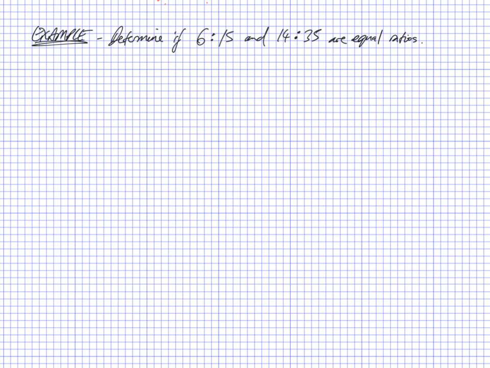So let's start off with 6 to 15, and then 14 to 35. What numbers go into both 6 and 15? 2 doesn't go. 3 does. So divide by 3, and you're going to get 2 to 5. And this is the simplest it can go because with 2 and 5, no numbers go nicely into both of those. So we need to see if 14 to 35 simplifies to 2 to 5.